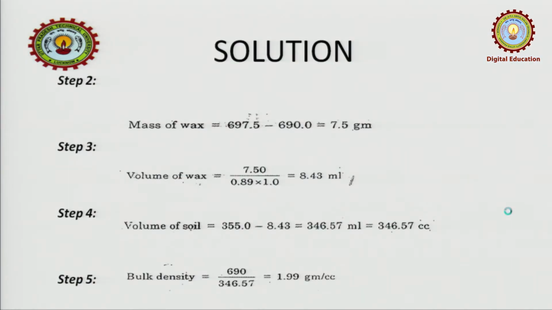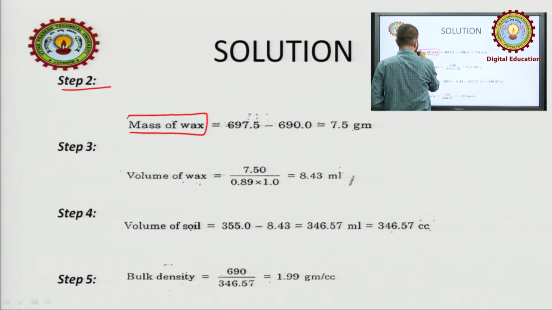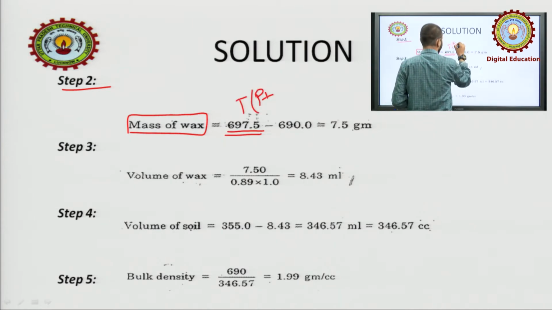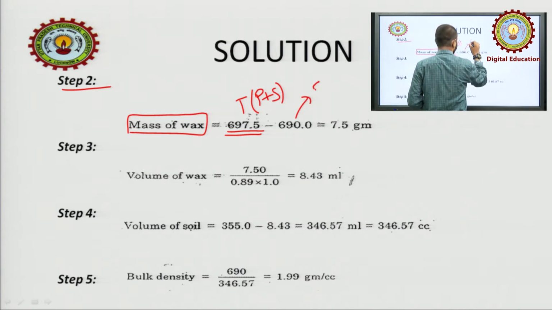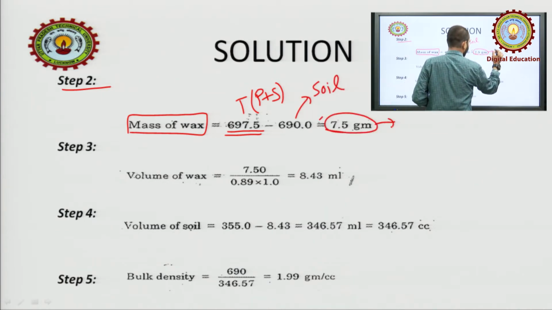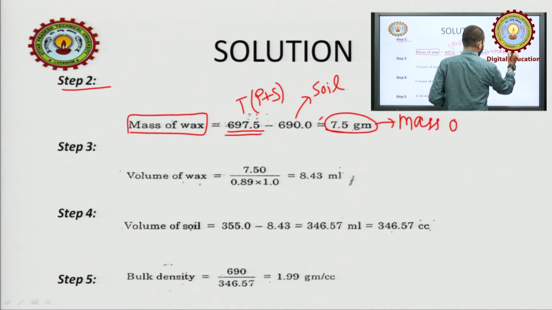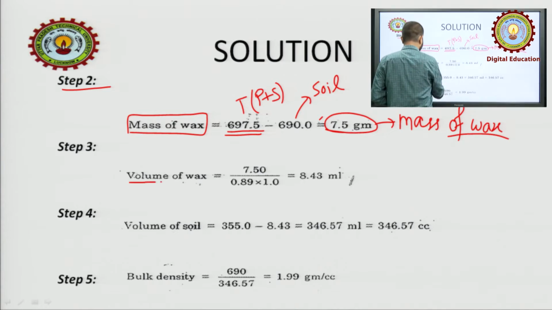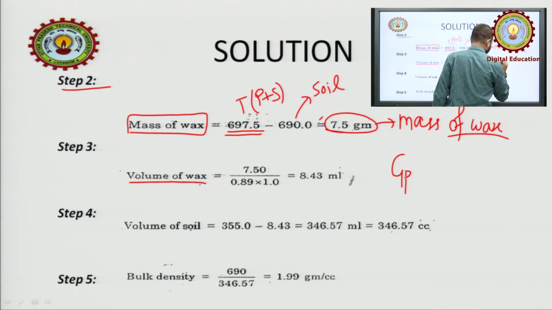First of all, the first step was to get what are the things given to us, which we already have seen. Now the second step will be finding out the mass of the wax. How? Obviously this was the total, meaning paraffin plus soil, and this is only of soil. So when we subtract them, we will get the mass of wax. Then the volume of wax. How will we get the volume? We are given the specific gravity, that is 0.89.